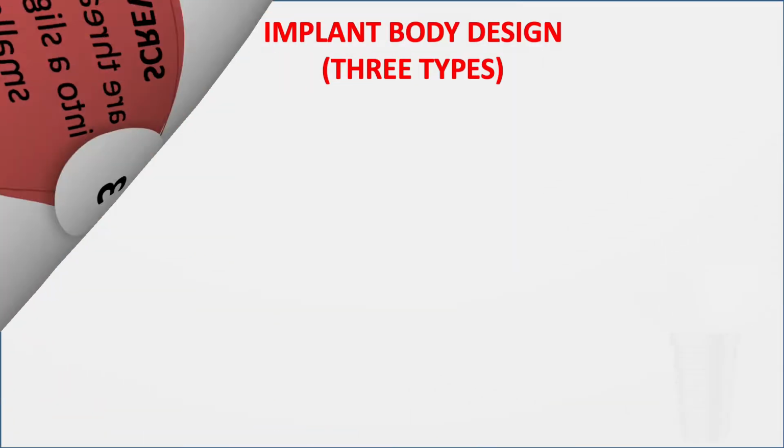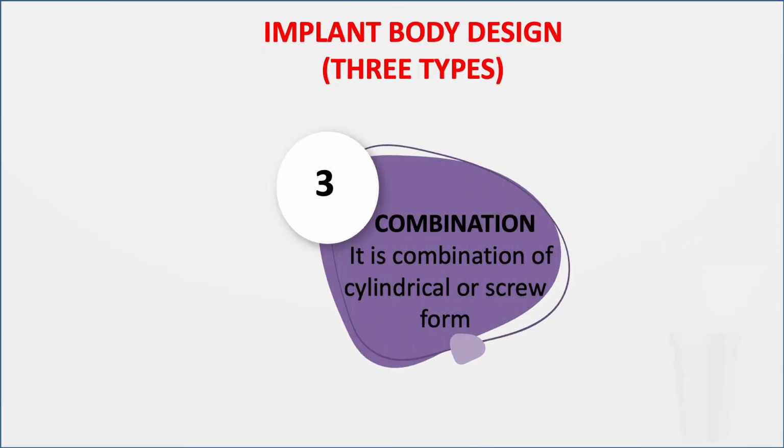The third one is a combination. It is a combination of cylindrical and screw form. It means it is cylindrical but it has threads.